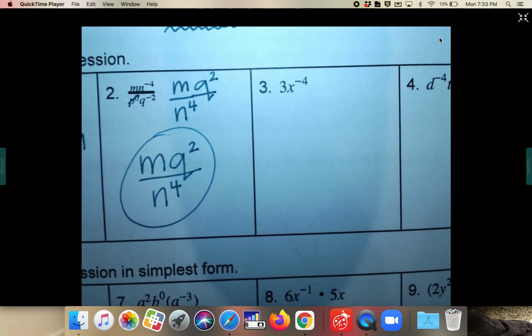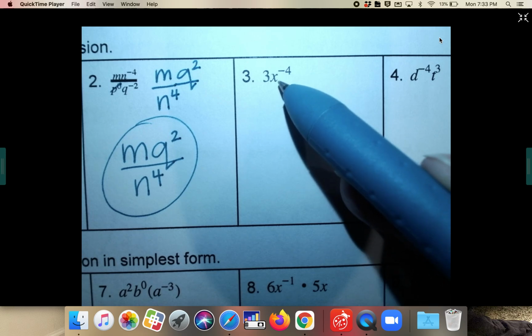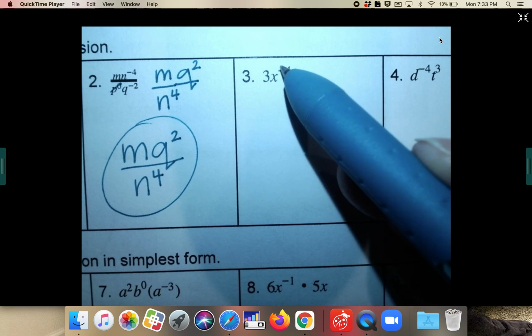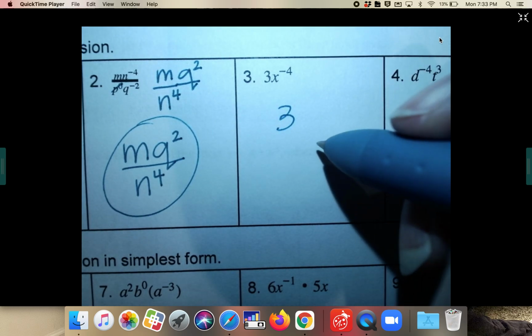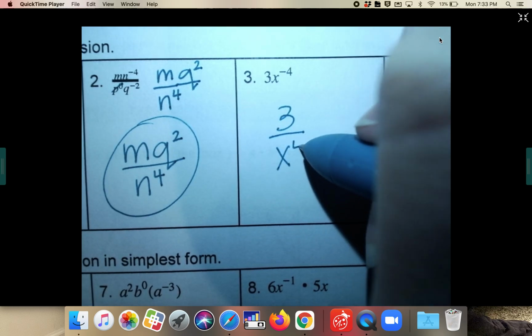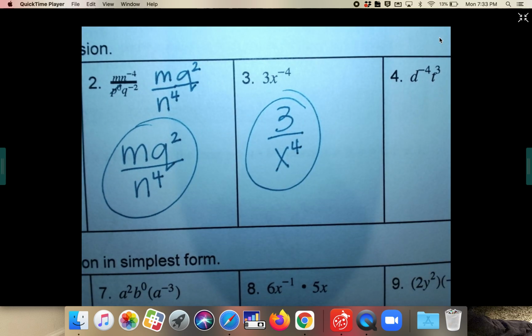Okay. Number 3, there's nothing wrong with this 3. The x to the -4 is its own term, and that's the problem. So 3 is going to stay where it's at up top, and we're going to move the x to the 4th to the bottom, and now it's going to be positive because it has flipped to the bottom.